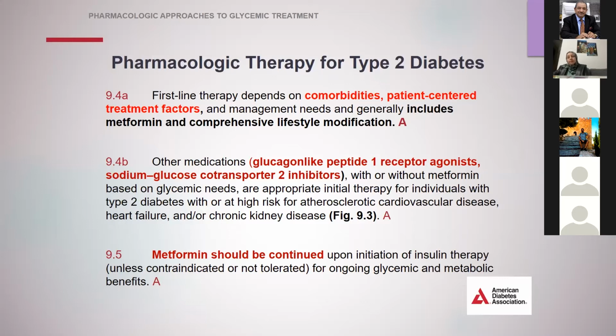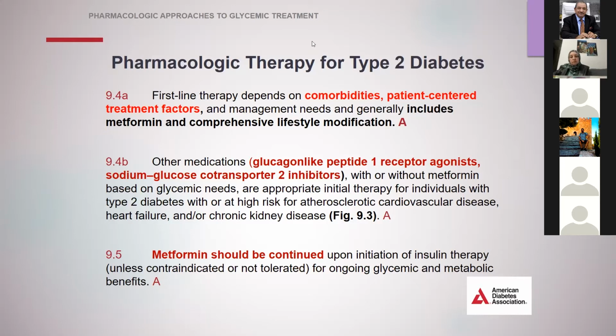Now, still, the American Diabetic Association considers the comorbidity and patient-centered treatment factors very important in choosing the treatment. Comorbidities, our patient has every comorbidity that's present. She has macrovascular and she has microvascular. Patient-centered treatment, social, economic state, can she buy it? Is there availability of tertiary centers? This is a very important thing in choosing the treatment of this patient.